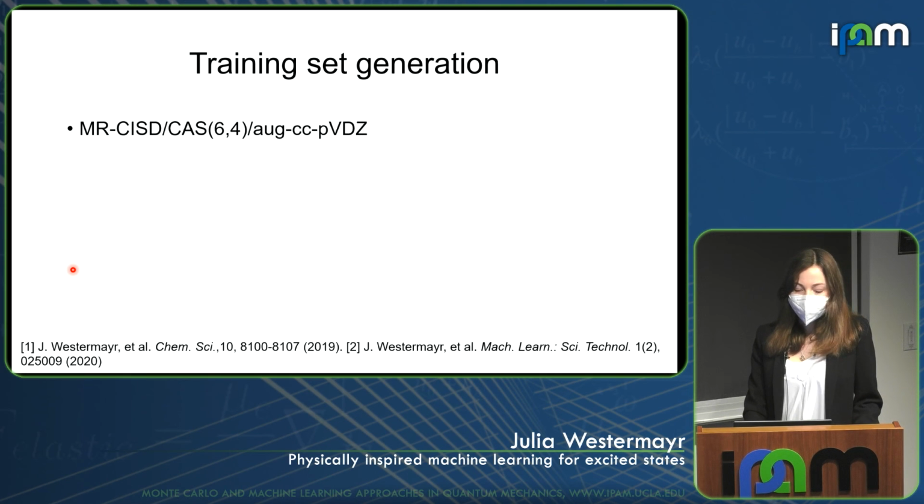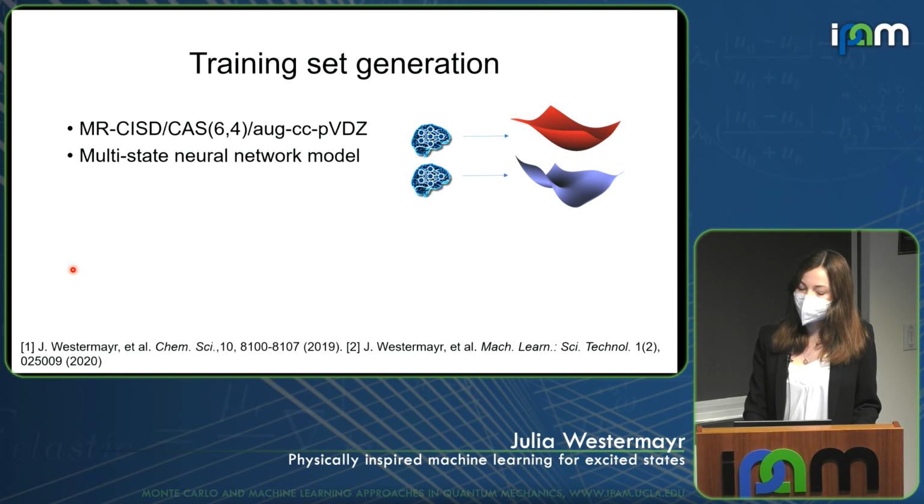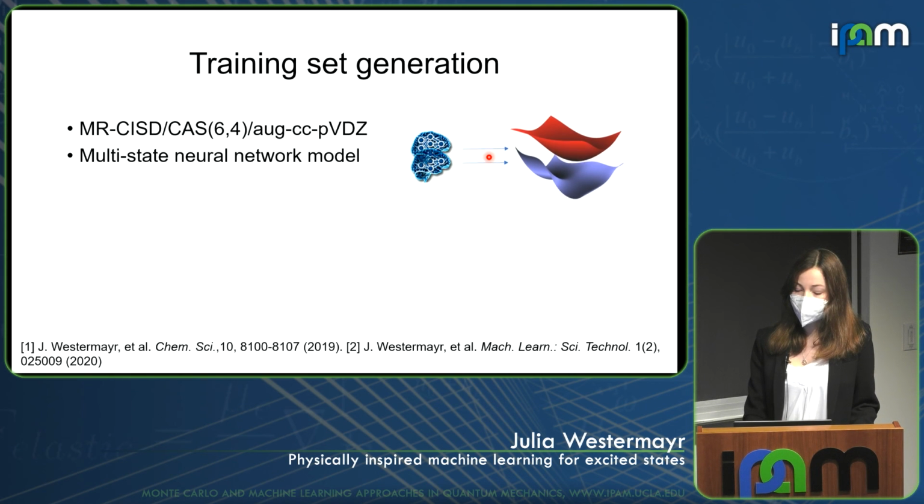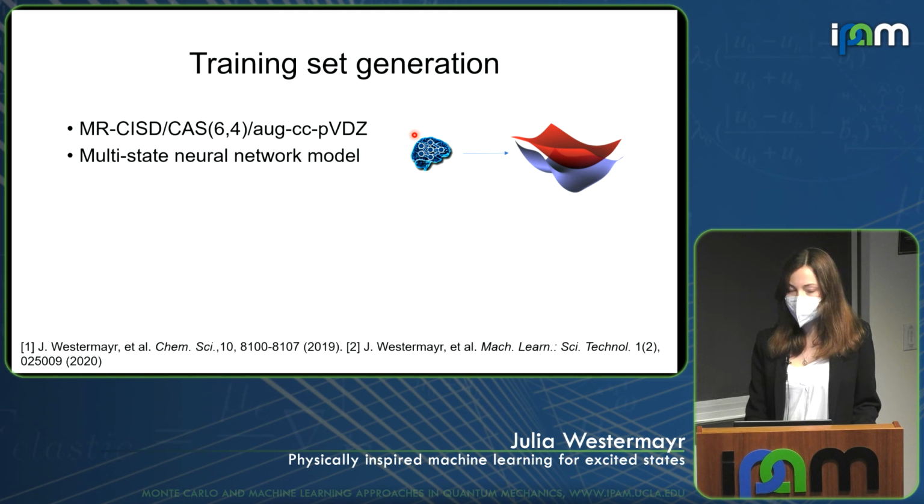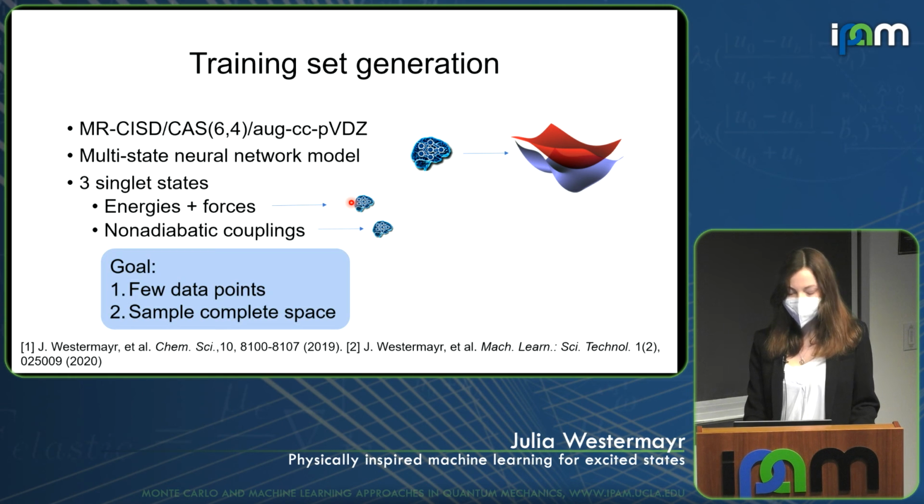So the first thing that we had to do was to generate a training set. And we used the multi-reference method, MRCISD. We also checked whether we need one machine learning model for one potential, or whether we should describe all potentials in one model. And we found out that describing all potentials in one model is more accurate. We described 3 singlet states and the energies and forces in one neural network and the couplings in another one.